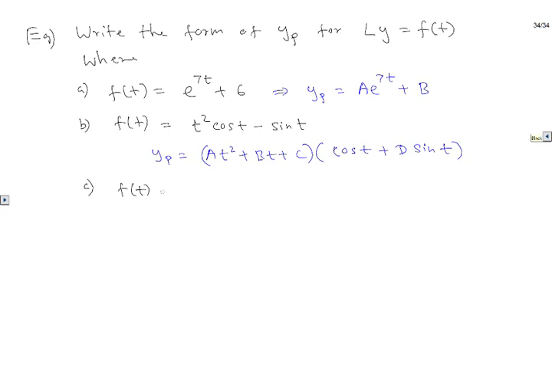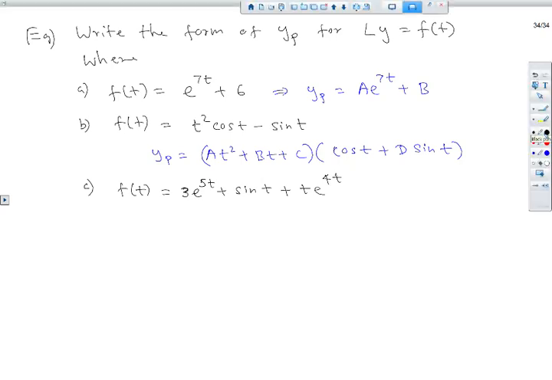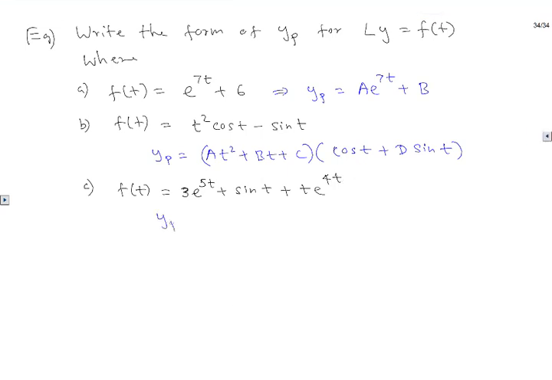f(t) equals 3e^(5t) plus sine t plus t e^(4t). Okay, so let's write the form separately. We assume that 4 is not a root. That's the big assumption. So it is. So what can we do?